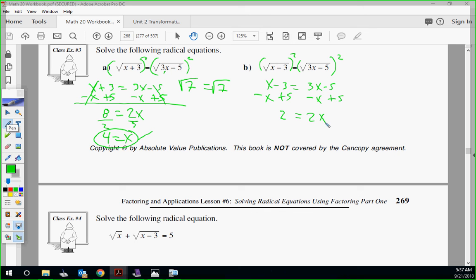Good. We're going to divide by 2. Divide by 2. X equals 1. And then we have to check it. I'm going to circle it, so I have to check it.